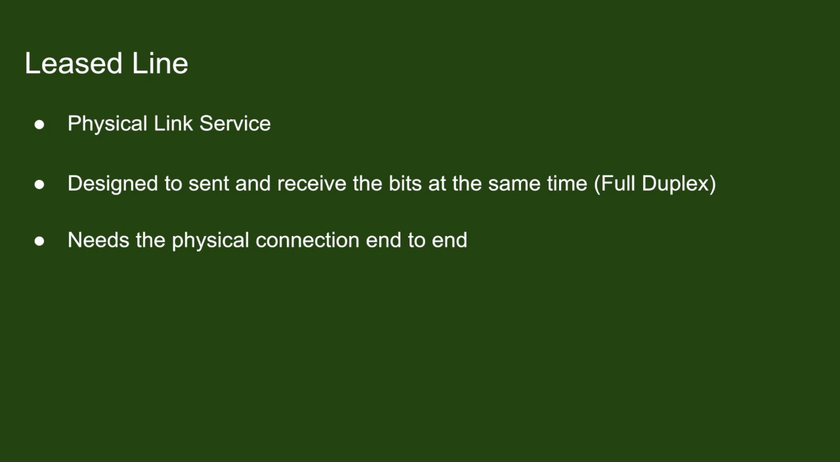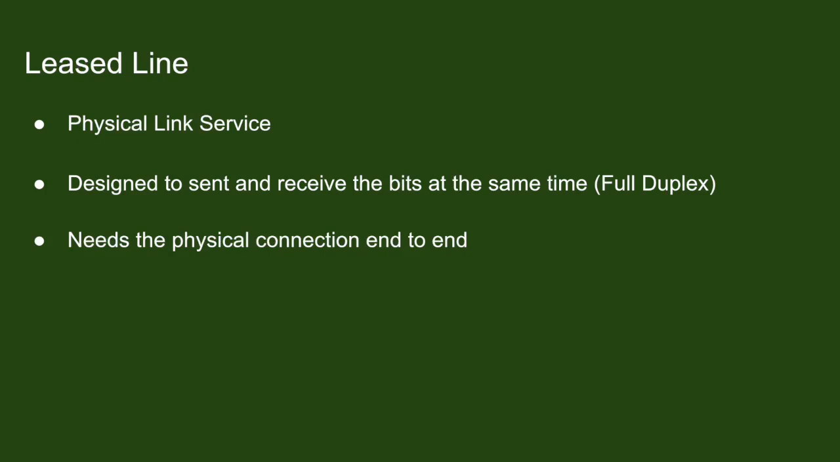Leased line is basically a physical link service, which means when a PC or a device sends bits, it guarantees that these bits will be sent to the other end where it is connected. It is designed to send and receive bits at the same time. If you remember the full duplex mode, it is able to send and receive signals simultaneously. One of the most prominent limitations of leased line is that it needs a physical connection end to end.